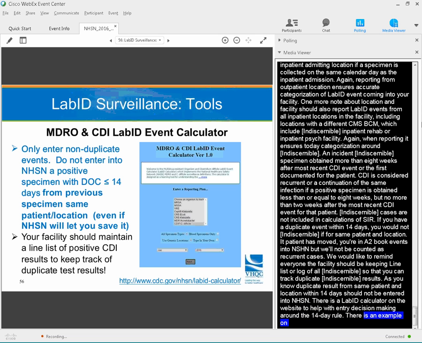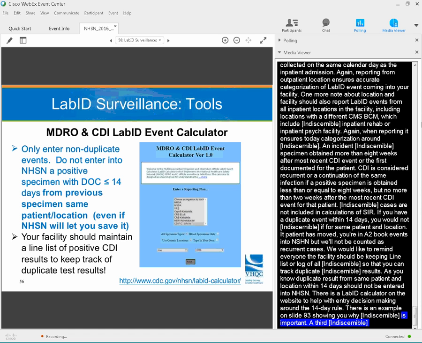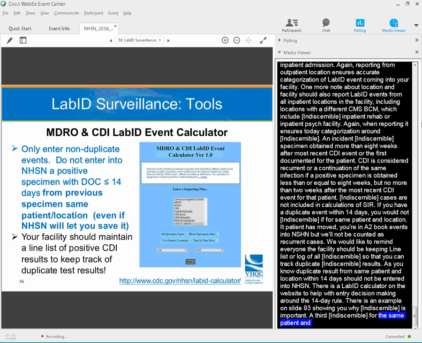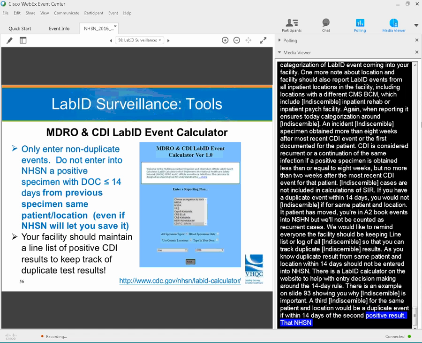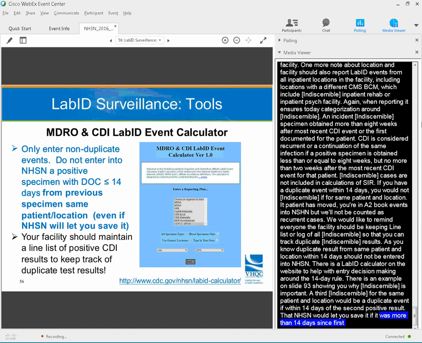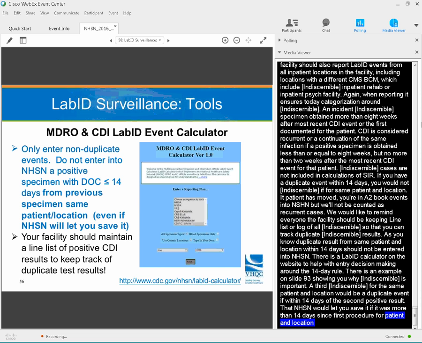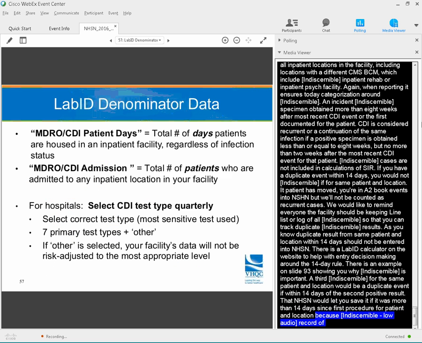A third positive for the same patient and location would be a duplicate event if it is within 14 days of the second positive result. But NHSN would still let you save it if it has been more than 14 days since the first positive for that patient and location, because NHSN wouldn't have had a record of the second event that you didn't enter. Thus, your facility would be overcounting Lab ID events by inputting duplicates into NHSN.